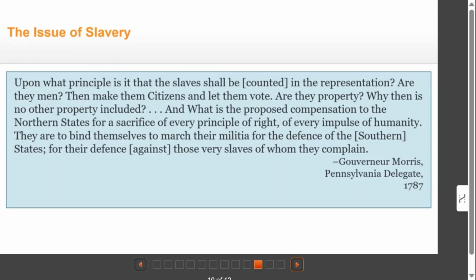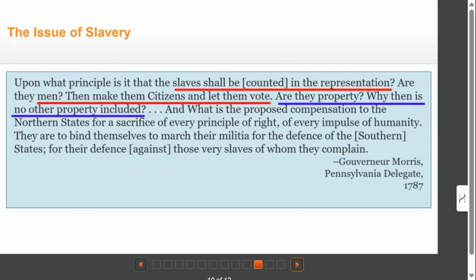What is Morris saying here? He's asking the other delegates to think about enslaved people who had no representation at the meeting and how they should be treated. If they are people, then treat them as citizens. Morris tries to flip the logic of considering people as property by asking why no other type of property is included. Also, Morris asks what the North gains from allowing slavery to continue. In sacrificing the right thing to do for representation, the North will be required to defend slavery.